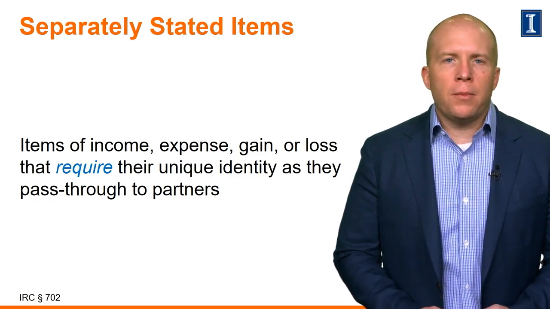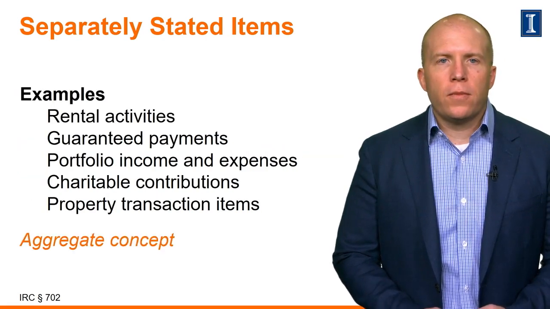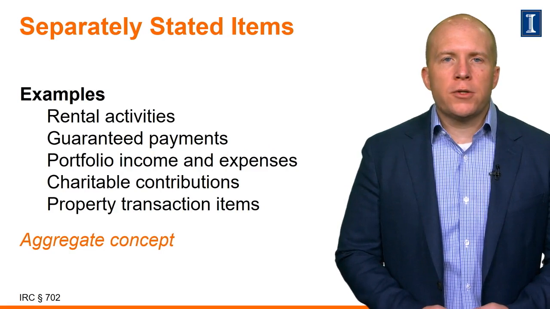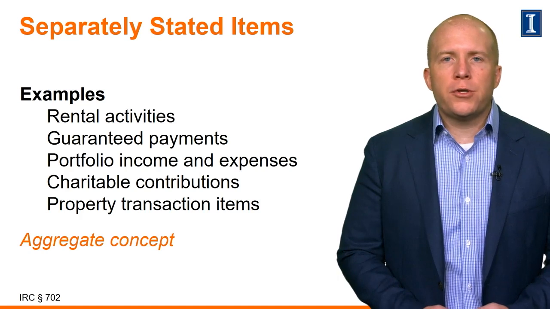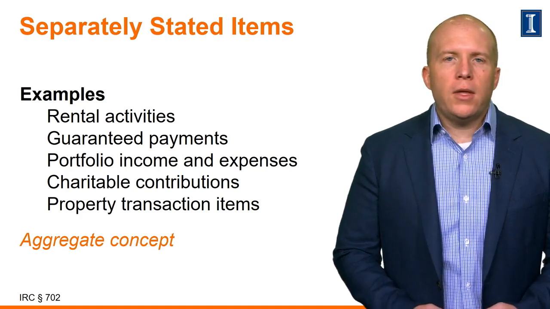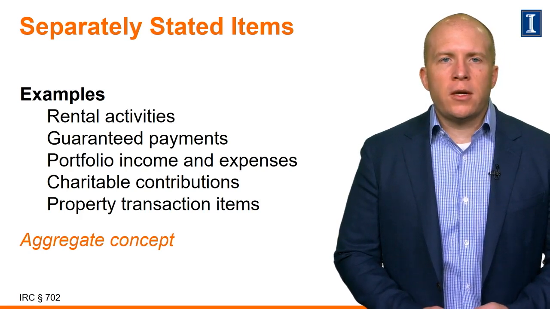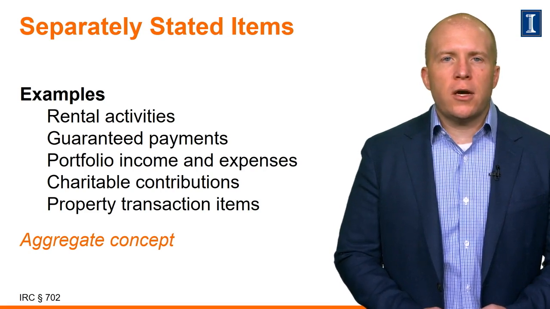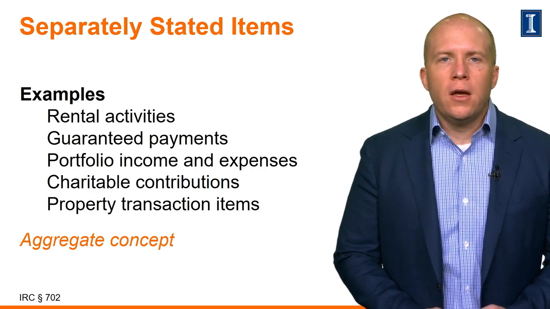Therefore, these items cannot be combined with other income or deductions because they require special tax treatment at the partner level. Among the several items that pass through to partners separately are the following examples: rental activities, guaranteed payments, portfolio income items such as dividends, interest income, and royalties, charitable contributions, and a variety of property transaction-related items. Again, the aggregate legal concept is the conceptual reason why some items are separately stated. Ultimately, these items are special because they affect various exclusions, deductions, and credits at the partner level and must pass through the partnership without loss of identity so that the proper tax treatment for each partner can be determined.